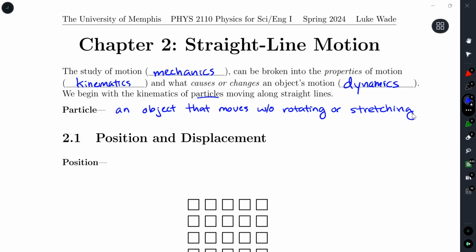And so anything can kind of be treated as a particle if you're only worried about how its center of mass is moving. Anything more complicated than that, you need to start considering things like what's called rigid body motion or even soft body motion, and that gets deeper in the weeds of the math as well. So we don't want to worry about all of that right now.